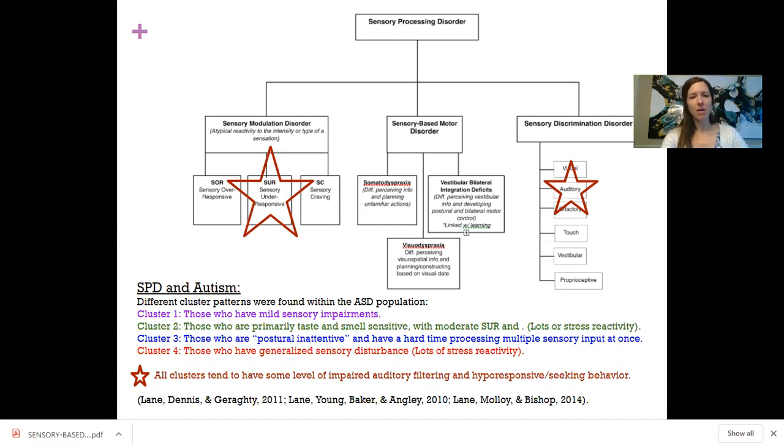Interestingly, in this study all the clusters had impaired auditory filtering, which was one of the commonalities seen in ASD. Another commonality was a hypo-responsive, sensory under-responsive pattern, and interestingly, that led to seeking behavior. Kids who are under-responsive to their body sensations might seek out extra input so that they can feel their bodies better.